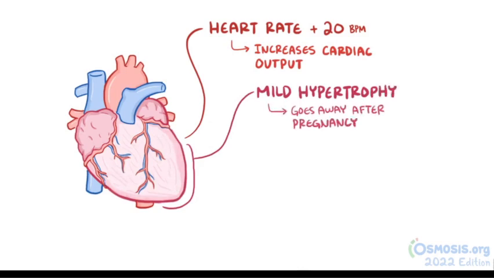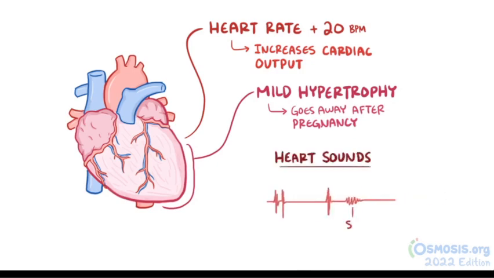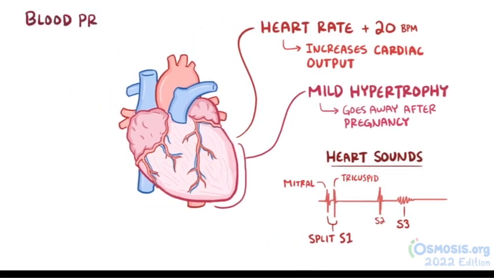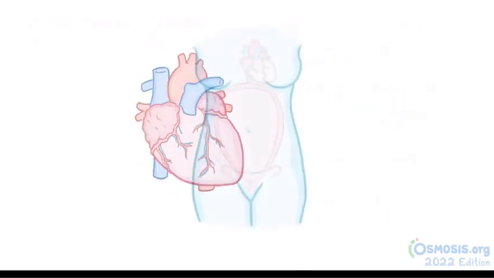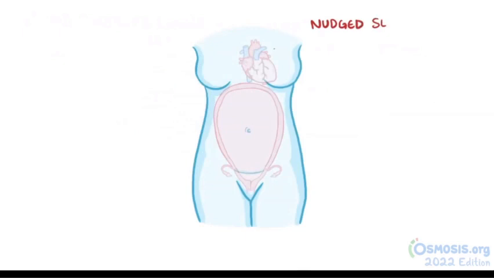after pregnancy. The high volume state also explains why there's sometimes a third heart sound, or physiologic S3, as well as a split S1, which is where the mitral valve closes slightly faster than the tricuspid valve. Finally, the blood pressure actually falls a tiny bit, even though more blood's getting pushed through the vessels, since progesterone causes them to dilate.